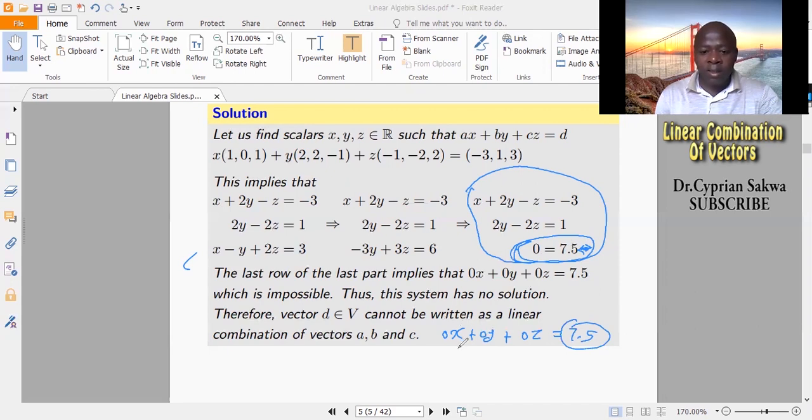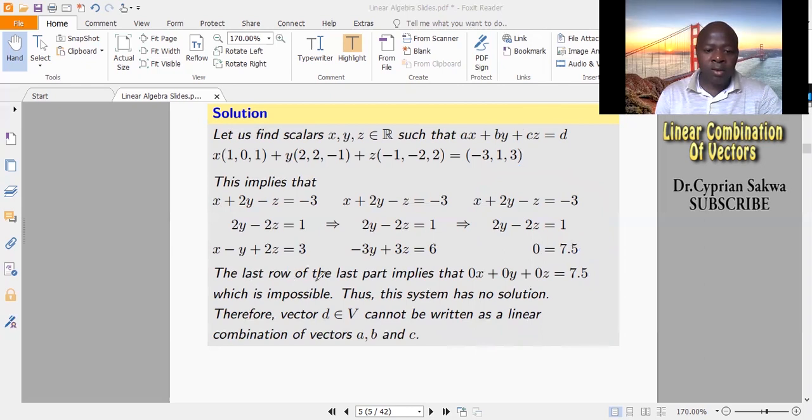In other words, these scalars x, y, and z cannot be obtained so that when you multiply them by 0, you get that. So it's not possible. The system has no solutions. So the last row of the last part implies this, which is impossible, and therefore the system has no solution.